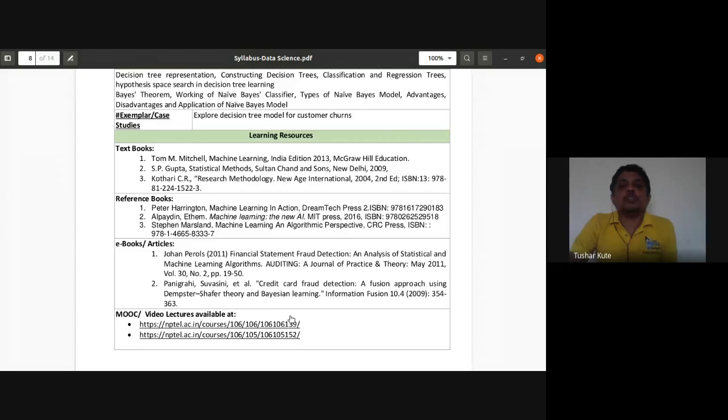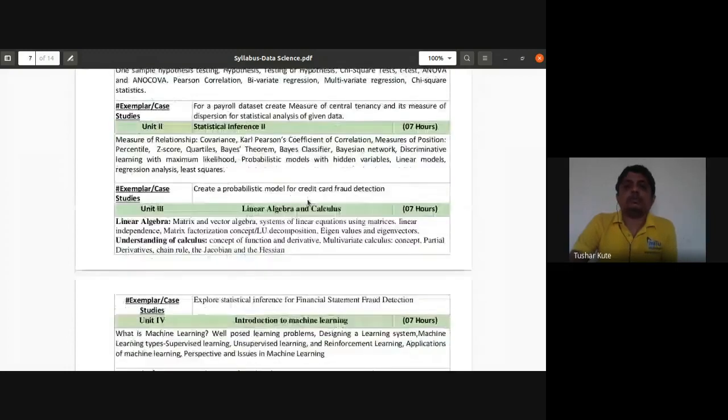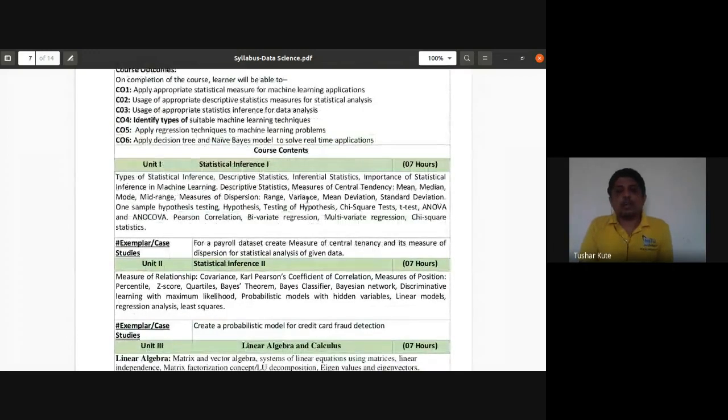Fine. So in the first week we'll be completing statistical inference part 1. What do you mean by statistical inference, and what different measures are present for inference? Unit number 1 contains 3 measures and unit number 2 contains 2 measures for statistical inference. These are required to understand machine learning.